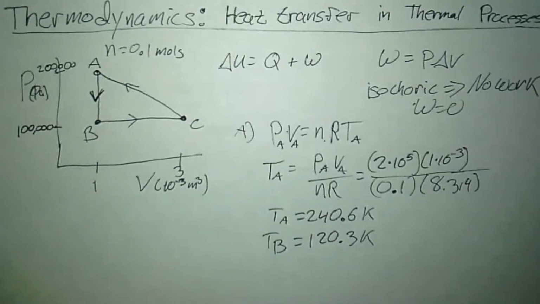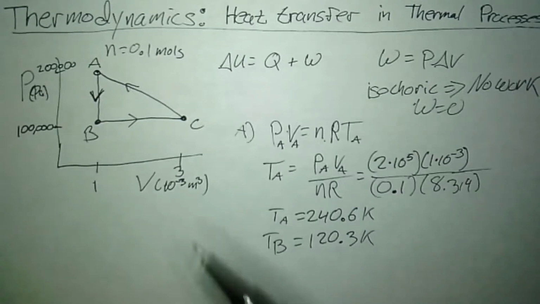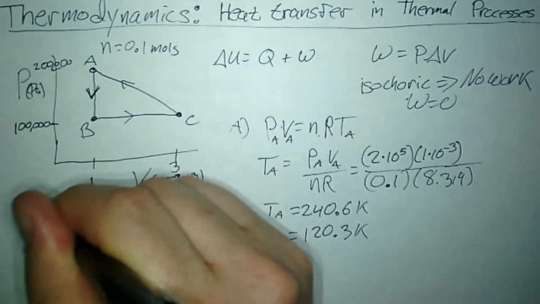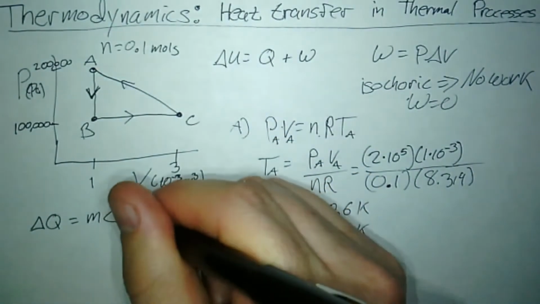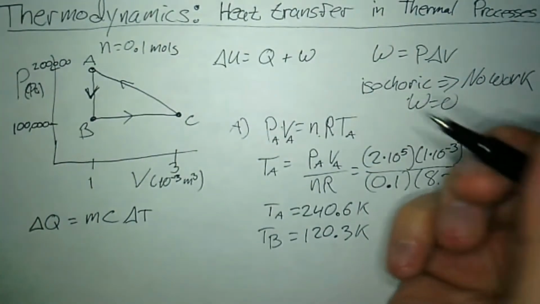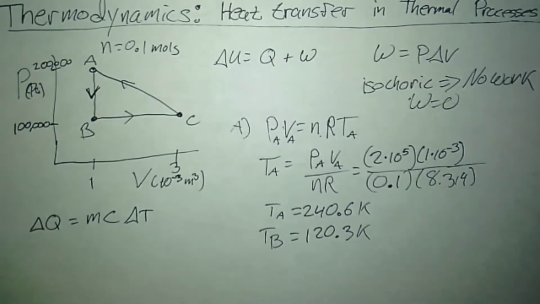I guess temperature is related to the heat. It depends on each other. We've done that form before. So I can say the heat change is going to be Q equals the mass times the specific heat capacity times the change in temperature. So I can figure out how much heat has flown in if I know the specific heat capacity.